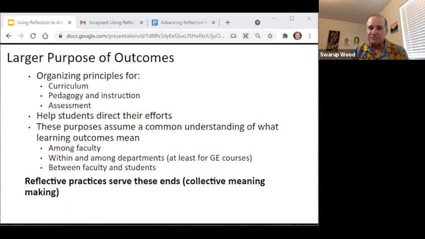And of course, a common understanding within faculty and across departments, at least for GE courses. So this is a great deal of work and really gratifying work and super important. And our big point today is that reflective practices serve these ends in terms of really making the connections. It's hard to imagine achieving that without engaging a lot of energy in the kinds of practices that we're talking about today.